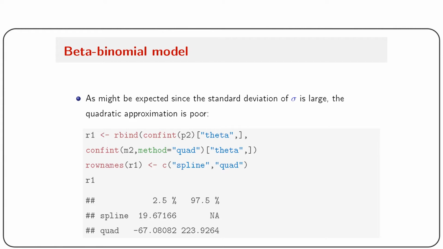And as might be expected, since the standard error sigma is large, the quadratic approximation is poor. So R1 is rbind of confint P2 theta, method equals quadratic, and the second one is confint of the quadratic method. Now the row names of R1 are spline and quadratic. So the spline and quadratic methods' 95% confidence intervals are as follows.